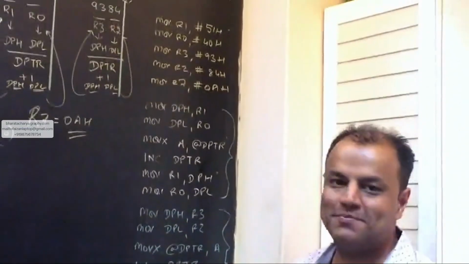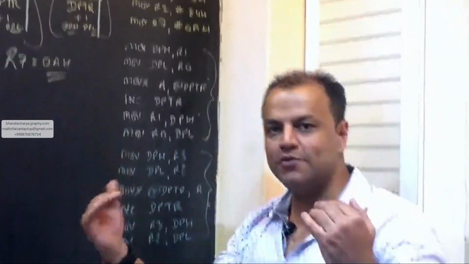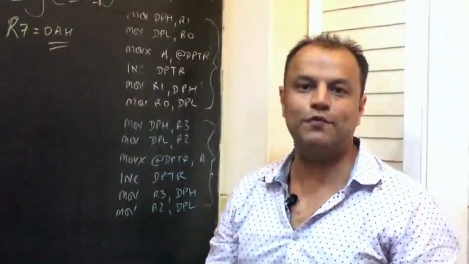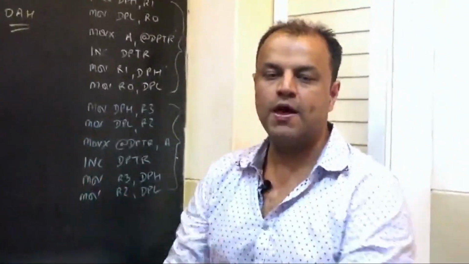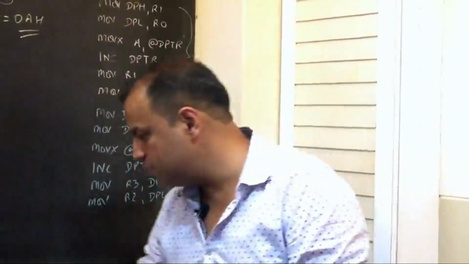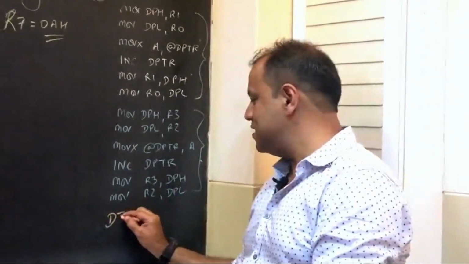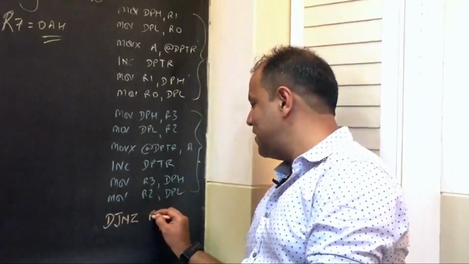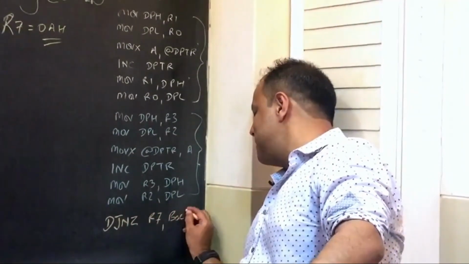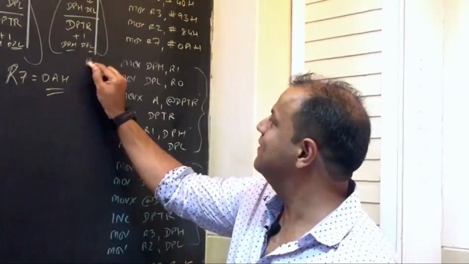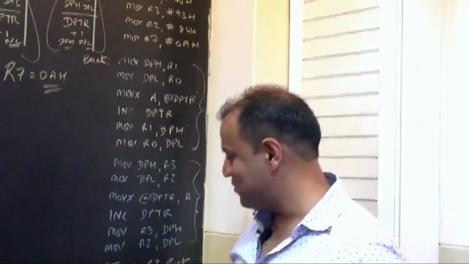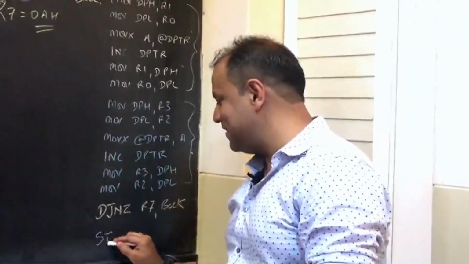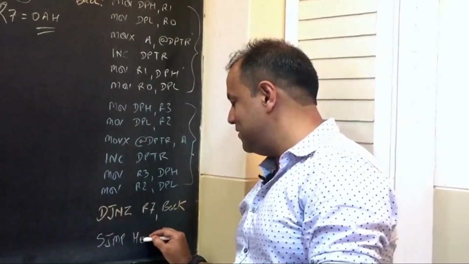Done. This was your destination part. You've taken the data, you stored it, you incremented the address, you're ready for the next iteration. Put the procedure in a loop. The count is in R7. How do you make a loop? DJNZ R7, comma back. This is back. Job done. Finish the program by writing SJMP here.